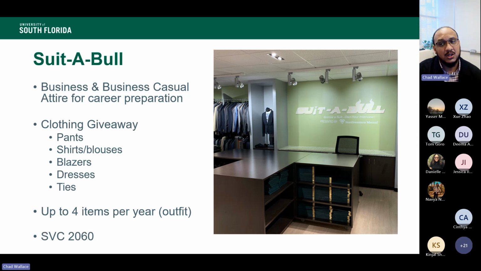That's a good way for you to utilize this service to get some of that professional wear. It's for you to take, and you can take up to 4 items that make an outfit per year. So that means across both the fall and spring semester, you can take 4 items for that year, and only 4 items. You can't take more than 4 items. And we are located in SPC 2060. Our business hours are on our website, or if you come to the office, you'll be able to see them. But typically, we are open Monday to Friday between 1 and 4 p.m.